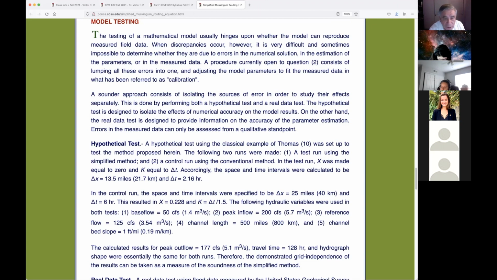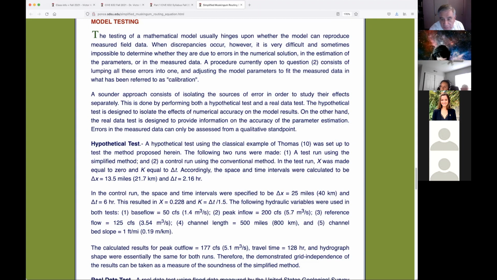Okay, so we're going to do a hypothetical data test, using the classical example of Thomas. Why do we use Thomas? Because we like Thomas. It was set up to test the method proposed. The following two runs: a test run using the simplified method, which is the method that we're proposing in this paper, and a control run using the conventional method, the one that I already talked about last Monday. In the test run, x was made equal to 0 and K equal to delta t, which is exactly the way it's supposed to be.